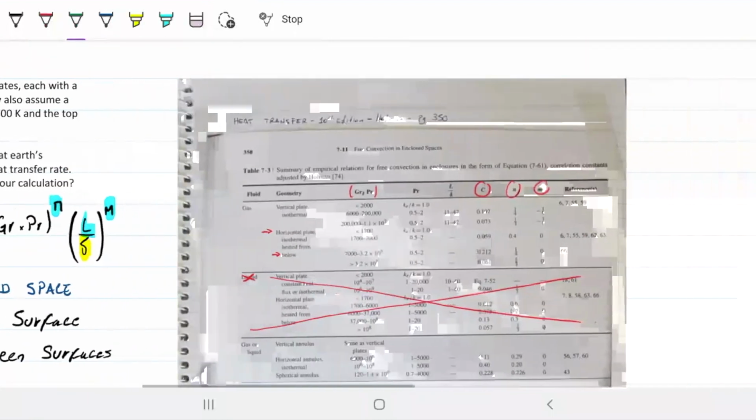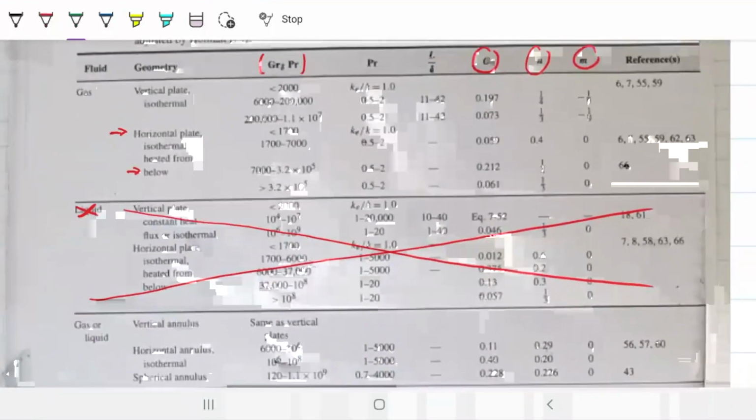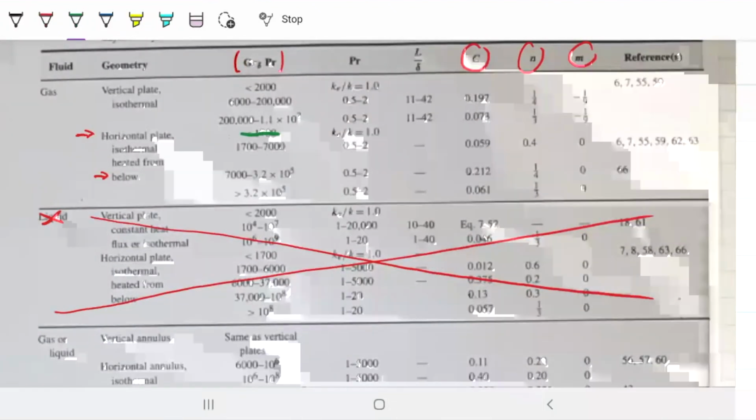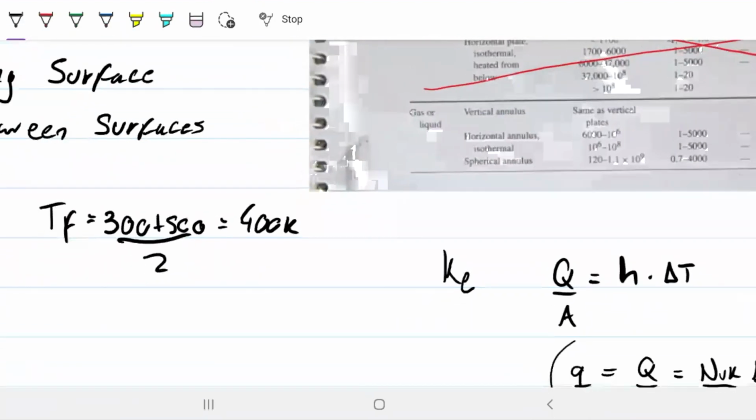We're no greater than this and smaller than this, so we fall under this situation here. Let's check: our Prandtl needs to be between 0.5 and 2. That's correct, our Prandtl is 0.68, so all good. With all of these checks, our C is 0.059, our N is 0.4, and our M is 0. So let's solve for Nusselt.